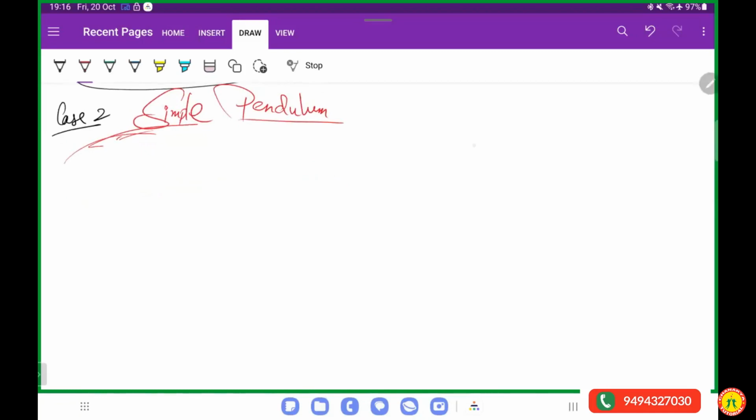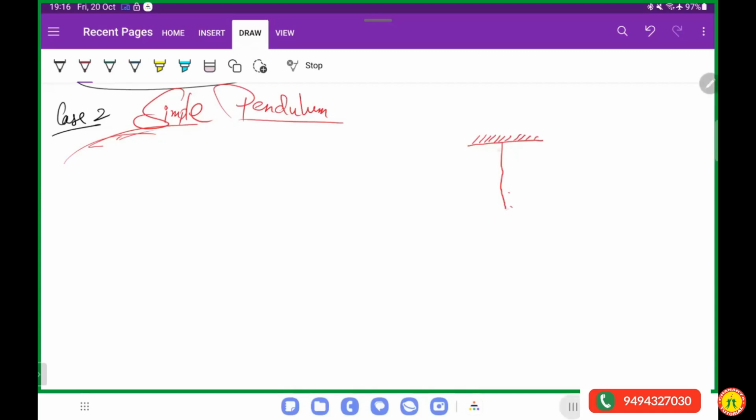Now, simple pendulum. So let's draw first the pendulum, which is very simple. A pendulum is nothing, just one ball hanging like that.